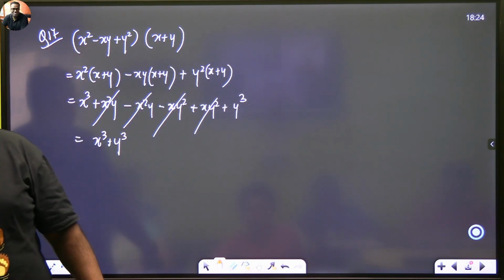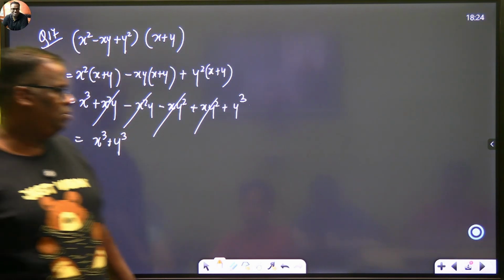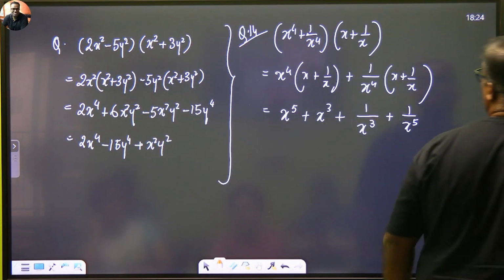14th. Did I solve 14 for anyone? Or it should be here. This is 14th one.